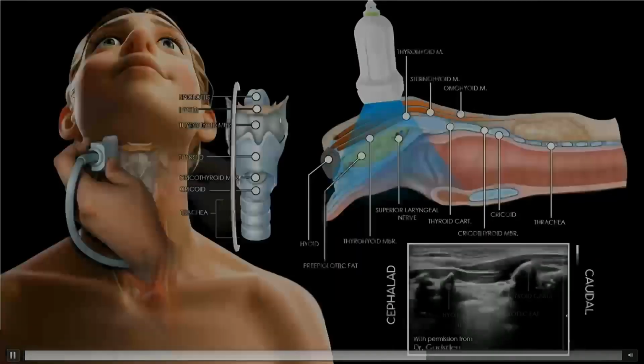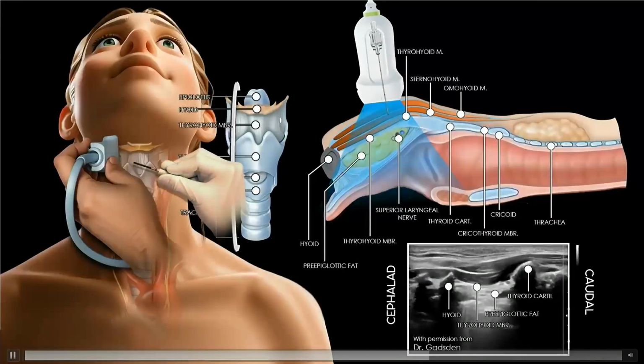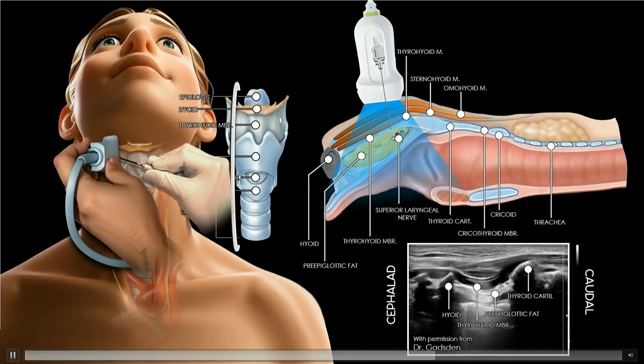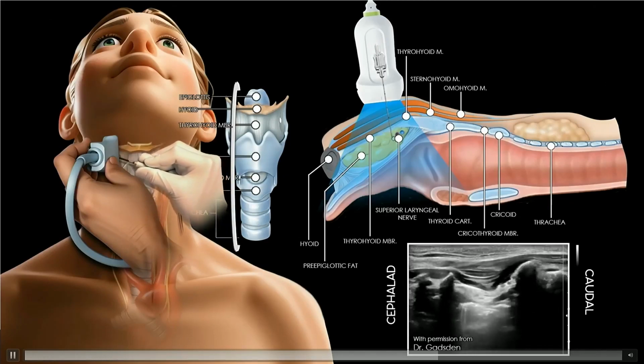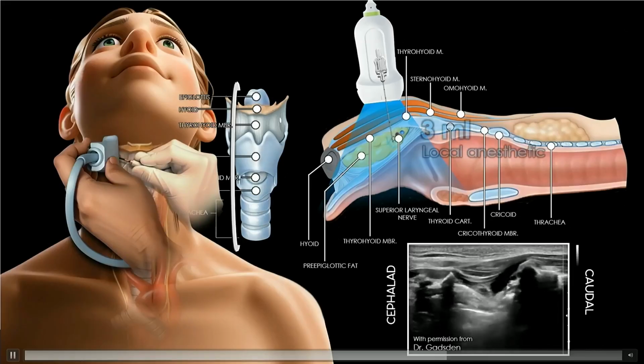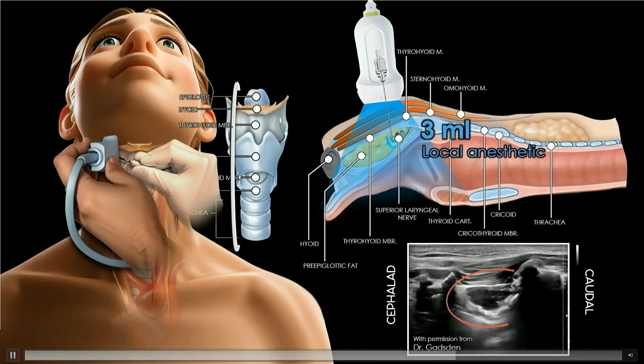Under real-time ultrasound guidance, insert a fine gauge needle, 25 to 27 gauge, out of plane, from medial to lateral, targeting the space just deep to the thyrohyoid membrane. Once in position, aspirate to rule out vascular puncture and then inject 2 to 3 milliliters of local anesthetic. The spread should appear as a hypoechoic area separating the preepiglottic fat.